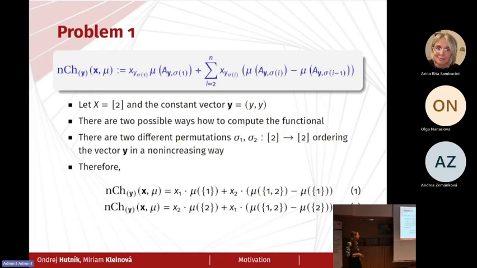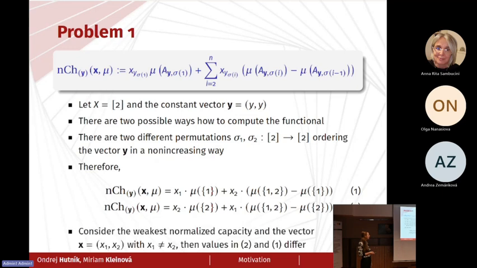But if we consider a non-constant input vector x and the weakest normalized capacity, whose value is only 1 here and here we have 0, then also the formulas 1 and 2 can differ.